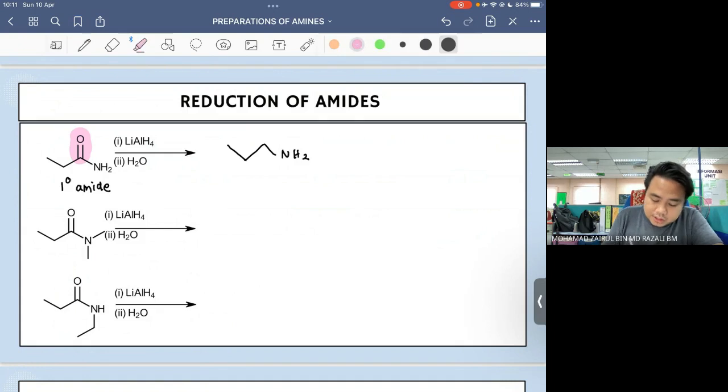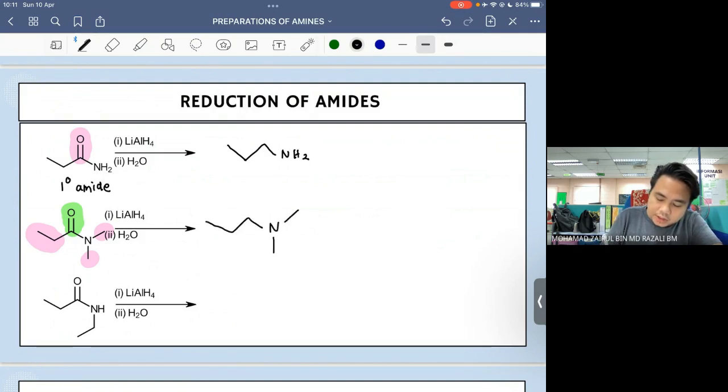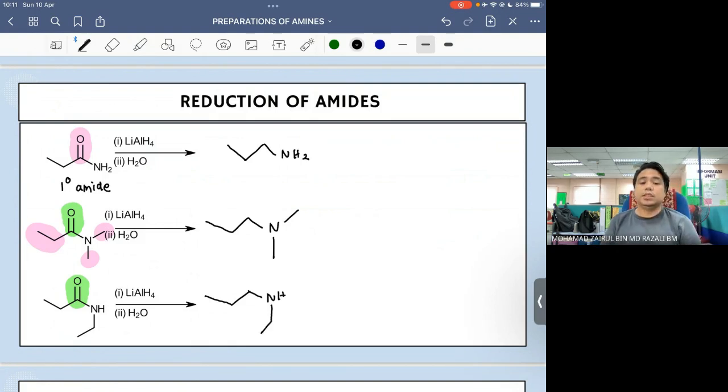Okay, this one is tertiary amide, because we have 1, 2, 3. So the product is still the same. Convert the C double bond O into CH2. So 1, 2, okay, CH2 and CH3, CH3. Okay, same for this one. The C double bond O, you convert it to CH2. So CH2 and NH. Okay, so this is the product.